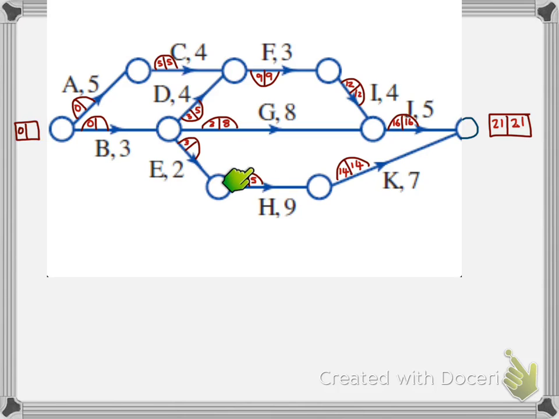And what about over here? 5, let's go back through the network. 5, back 2 is 3, so a 3 goes there. And what about up here? 5, take 5 is 0. 0 in here.